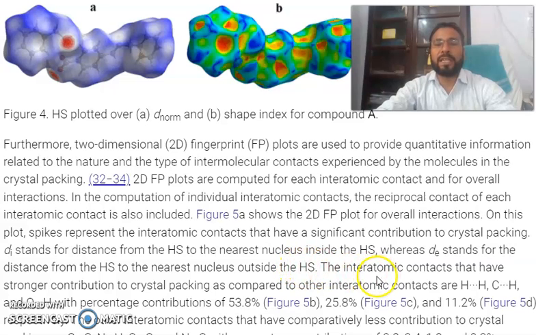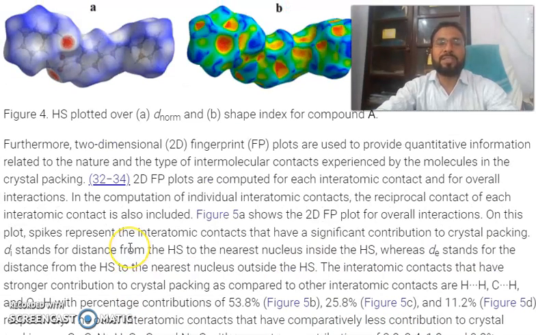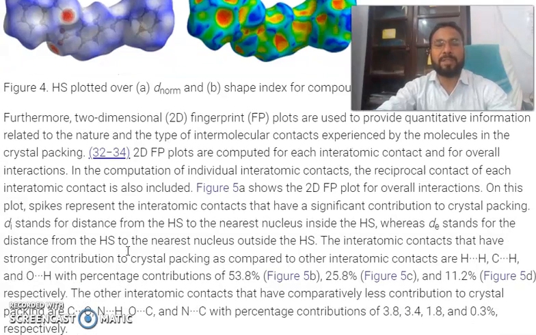The interatomic contacts that have a stronger contribution to the crystal packing as compared to other interatomic contacts are like H...H, C...H and O...H, with percentage contributions of 53.8 and so on. If you do this, you will get your own values. For other interatomic contacts that have comparatively less contribution to the crystal packing, you have to write like this. I am making this video to understand a little bit what the results are and what the meaning is of some terminology like d norm, shape index, di, de, and what the FP fingerprint is.